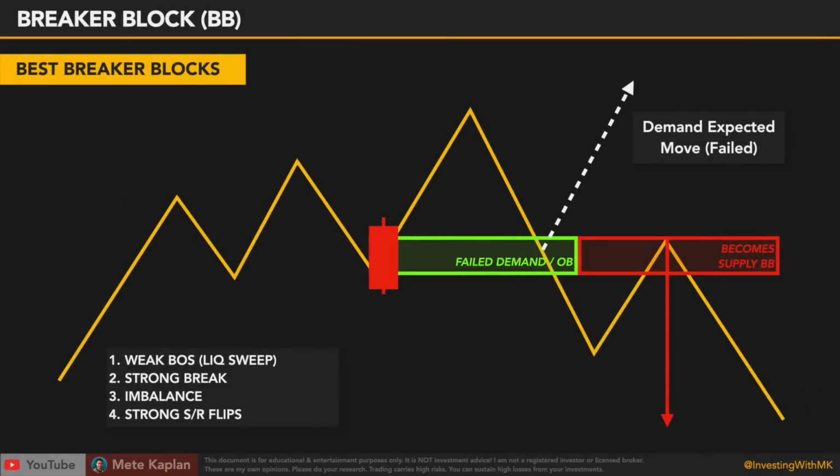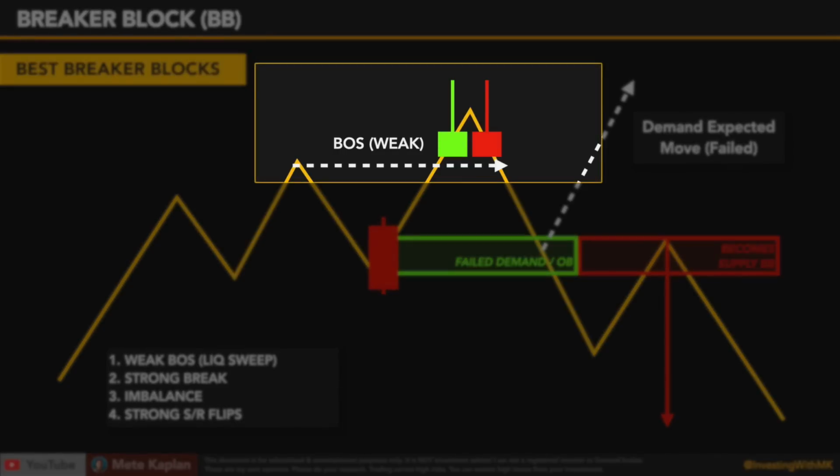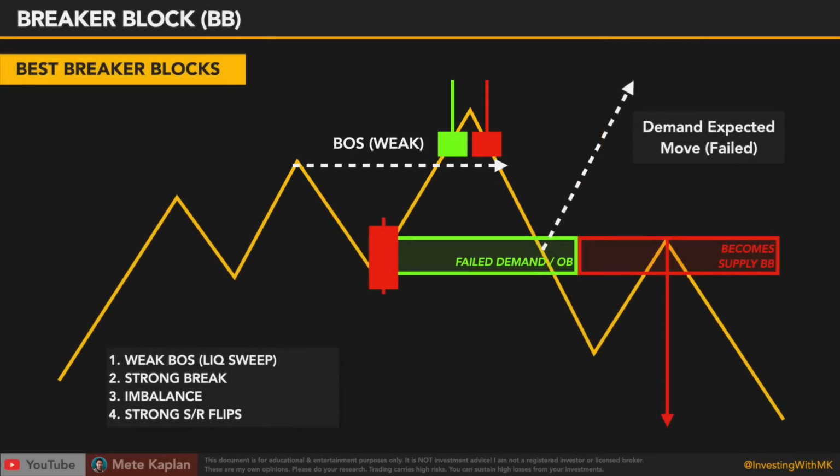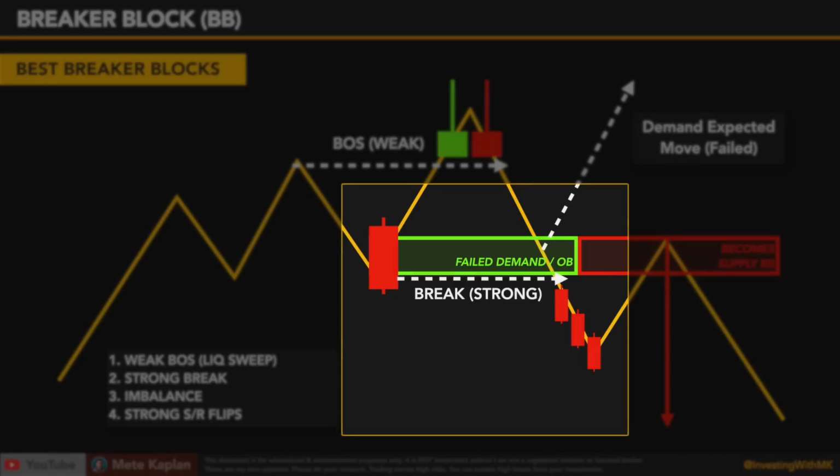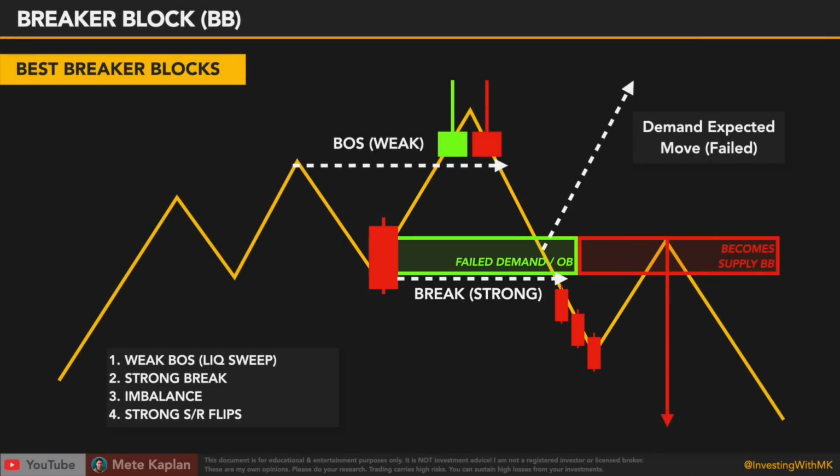In the final chapter, let's talk about how to identify the best breaker blocks possible. There are a couple of significant points to identify the best breaker blocks. 1. Weak BOS. One thing that you may look for is weak BOS. So what we look for is stop hunts rather than strong breaks. 2. Opposite strong break. A strong reverse break with the failed demand supply area is a perfect indication for us.